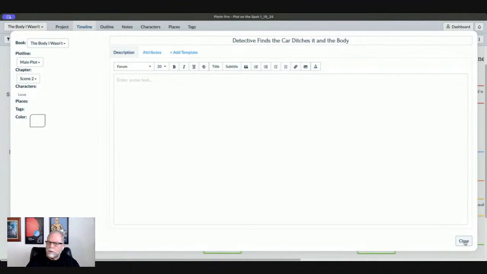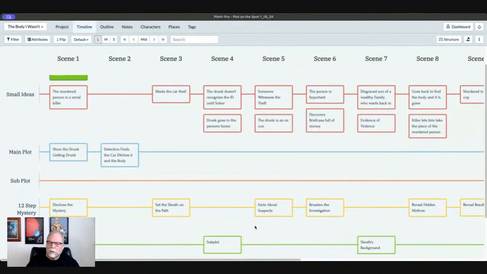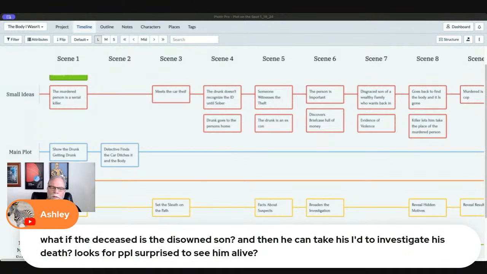Now that comes down to an interesting thing when we start looking at these scenes, we need a setting. So where is this going to happen? What city is this going to take place in? Is it going to take place in a small town or a large city? Ooh, and I like this. What if the deceased is the disowned son? And he can take his ID to investigate his death.